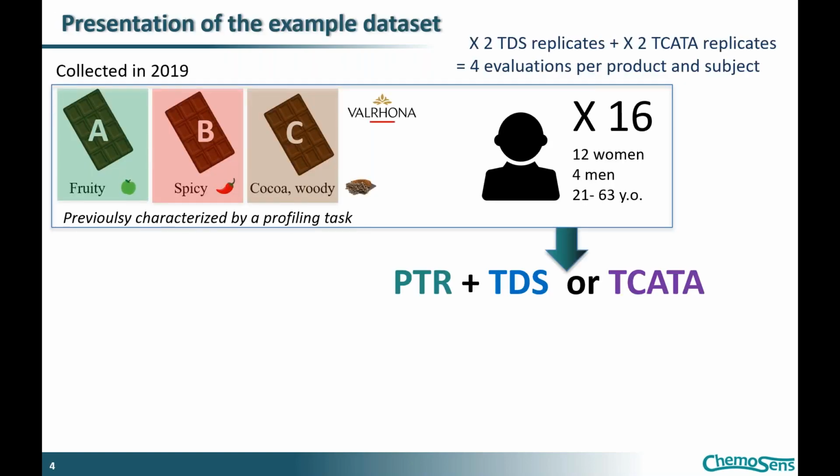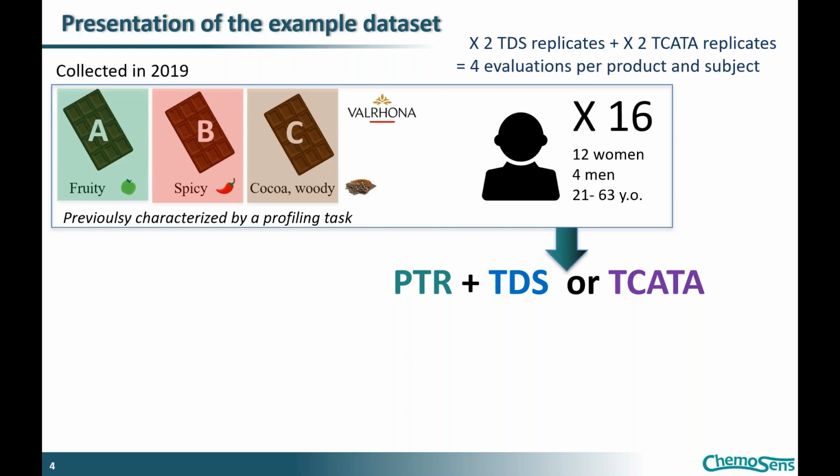Regarding our example data set, it was collected in 2090s. Three chocolates were tasted by 16 panelists. We had A, B, and C, which are chocolates. They were previously characterized by a profiling task. A was shown to be fruity, B was shown to be spicy, and C was shown to be cocoa and woody. And so the 16 panelists did some tasks.